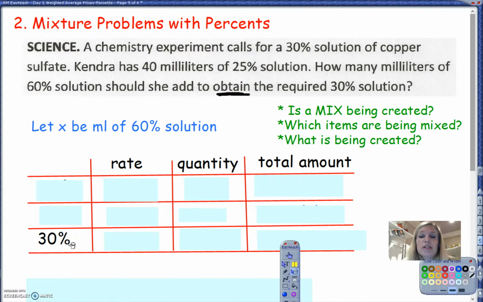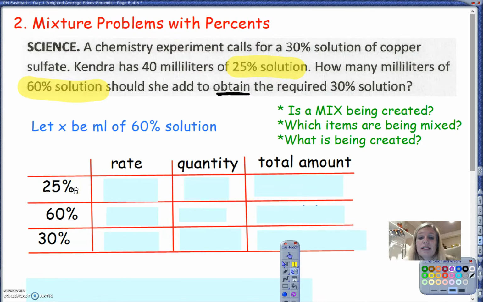Now, what did we use to create that? Well, let's go through and find. It says, Kendra's experiment calls for a 30% solution of copper sulfate. Kendra has 40 milliliters of 25% solution. How many milliliters of 60% solution should be added to obtain it? Okay, so those are our two that we have, 25% and 60%.